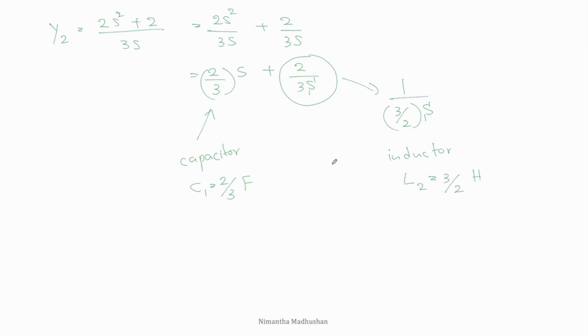And these two are connected in parallel because of this plus mark. Admittance value plus mark, that means they are connected in parallel. This component is L2, 3 over 2 Henry, and this element is C1, 2 over 3 farad. And then we have to consider Z3.